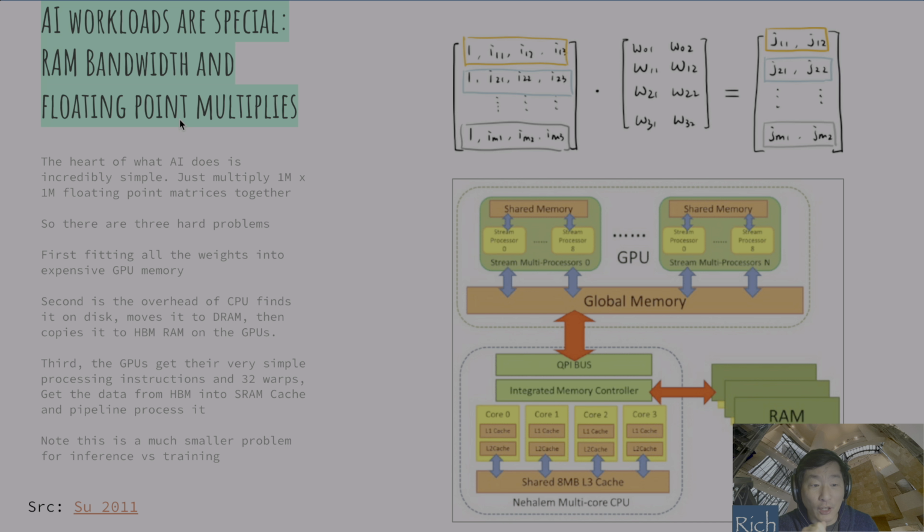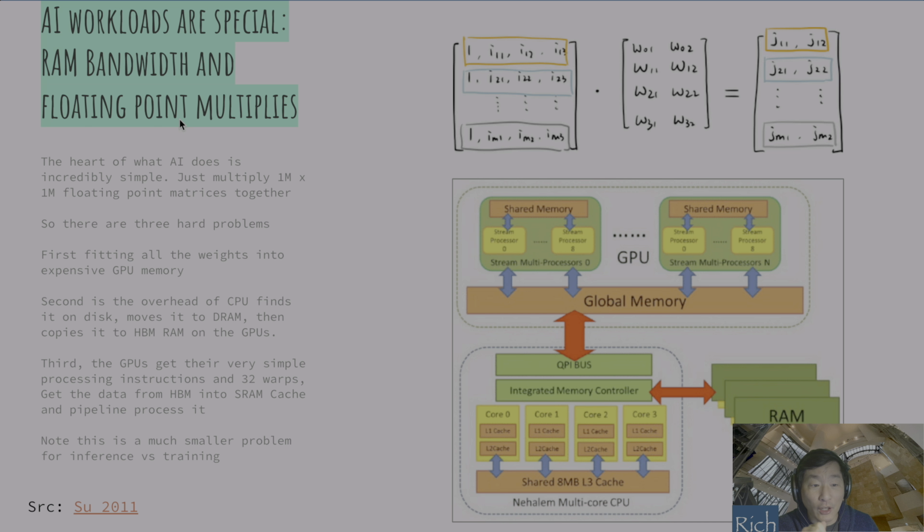And the second, as we talked about, is the overhead of finding things on disk, moving it to DRAM, which is what the CPU does, and then copying it to HBM RAM. So once you get this thing set up, it takes a long time to get it set up because the CPU's got to shovel, find on disk where all these things are. The GPUs are not generally connected to disk. They just have HBM RAM, and the CPU loads it up, and then the CPU says go, and then the GPUs go.